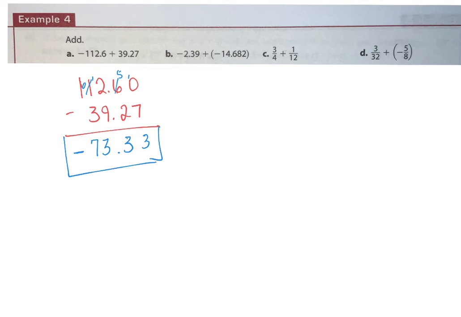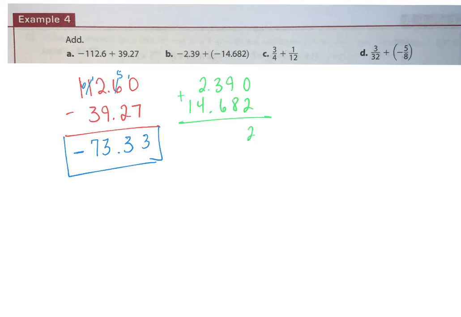Same sign or different sign? Same sign. So I'm just going to add them. 2.39. 14.682. All right. I'm missing a decimal place. I need to add that decimal place up there. And then I'm just going to add them. They have the same sign.